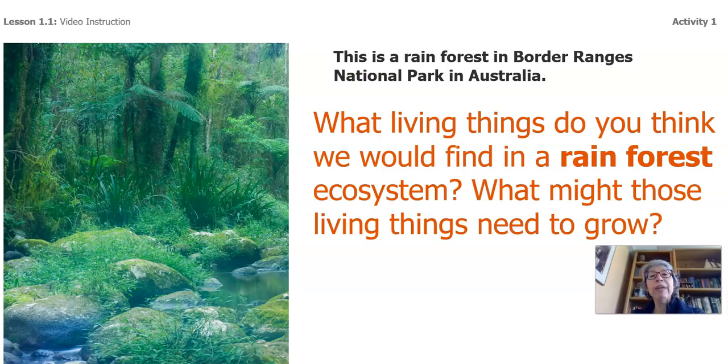This is a rainforest in Border Ranges National Park in Australia. What living things do you think you would find in a rainforest ecosystem? Check out this really cool picture. What might those living things need to grow? Now, if you are watching this online, you can pause and jot down some of your ideas in your pamphlet, or you can talk to a family member about some of these questions. And if you're watching it on live TV, you can just follow along talking to the television. How many of you talk to the television? I know sometimes I do.